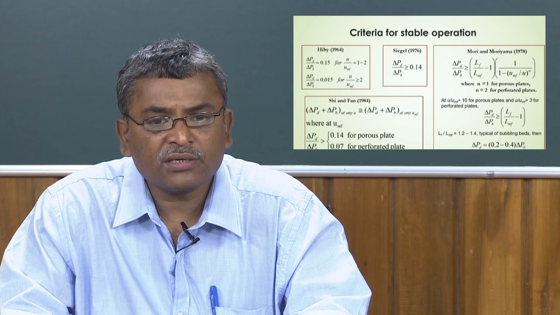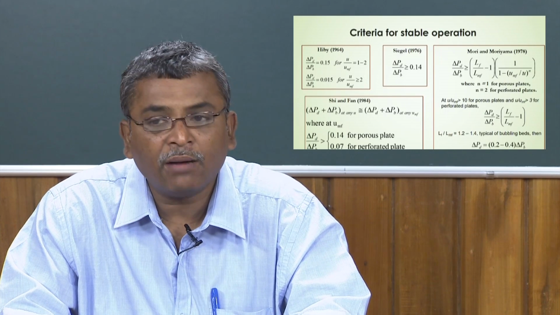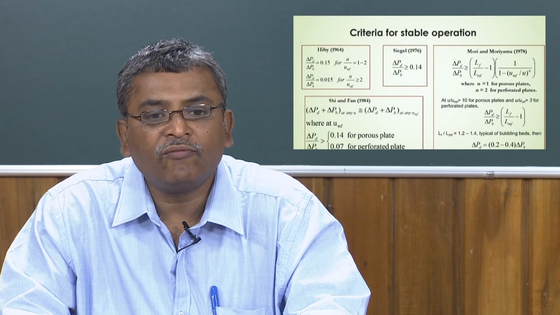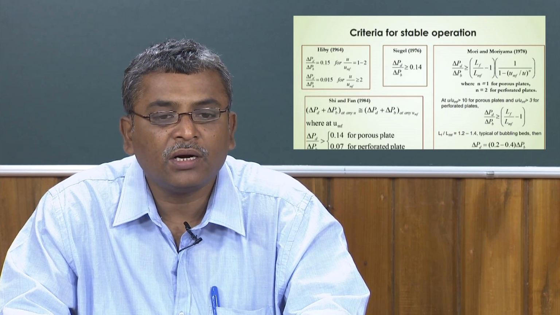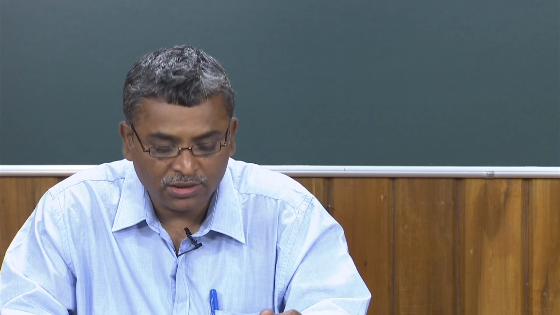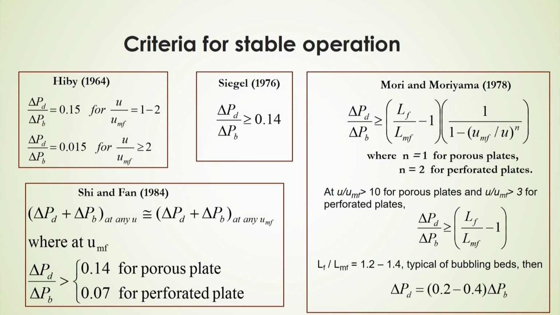Several investigators, from their experiments, have suggested different criteria for the distributor pressure drop as a function of the bed pressure drop for stable operation. Now, as per Hebe 1964, the distributor pressure drop should be 15% of the bed pressure drop, whereas this criterion should hold within the range where the ratio of actual gas velocity to minimum velocity is 1 to 2.